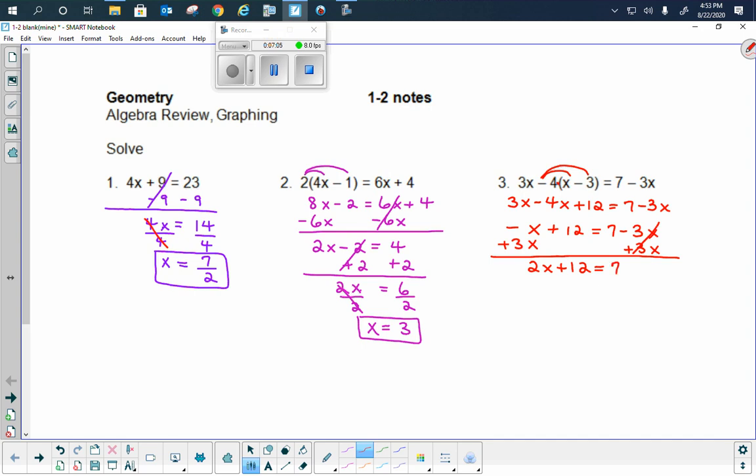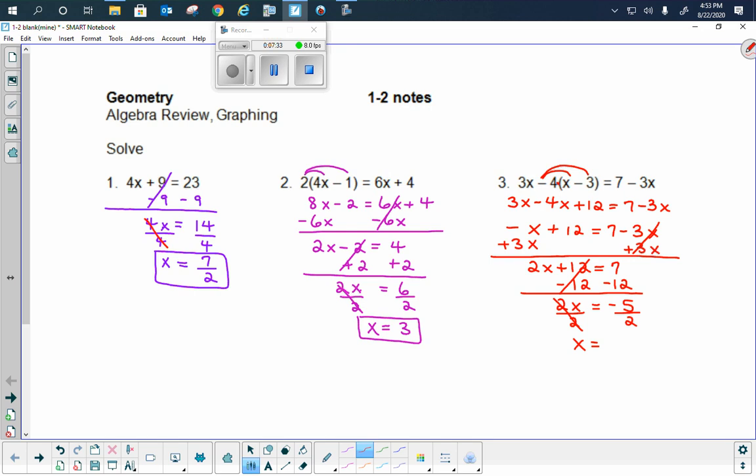Now that the x's are taken care of, get rid of the constants. So the opposite operation is to subtract 12. You're left with 2x. Get that to go away. Equals 7 minus 12 is -5. 2 times x, you're going to have to divide by 2 to make the multiplication go away. And so now we're sitting at x equals, you should be thinking -5/2.